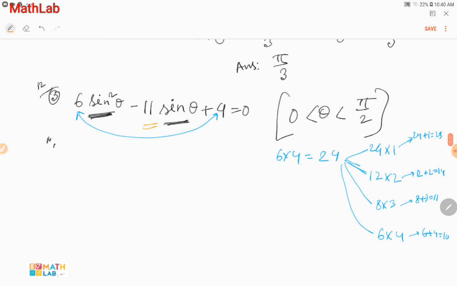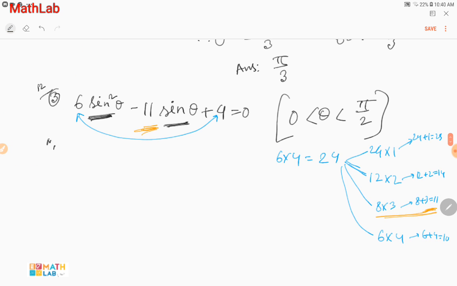Here the coefficient of sine theta is 11, and we get 11 by 8 plus 3. Okay, so we have to take this format. Now we can write 6 sine square theta minus 8 sine theta minus 3 sine theta plus 4 equal 0.